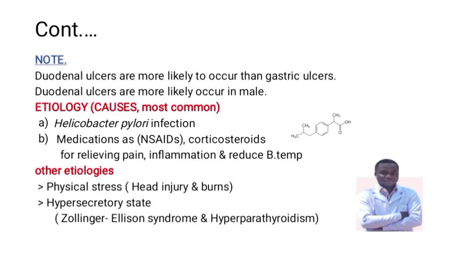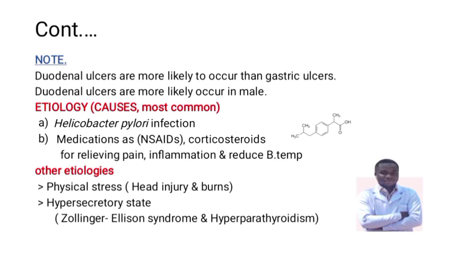That is how the prostaglandin-inhibiting medication is involved in causing peptic ulcers. But we have other etiologies such as physical stress, like head injury and burns. We have hypersecretory states. In the hypersecretory state, we can see the Zollinger-Ellison syndrome.